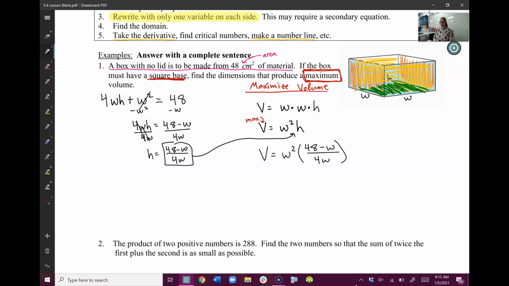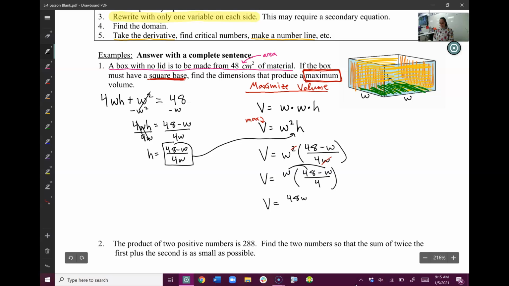But if I look at this right here, that derivative is going to be pretty gross. So let's do some simplifying first to make the derivative simpler. I know this is a W squared and a W, so I can cancel one W on top and one on bottom. So then I'm left with this. Then I can distribute that W in.